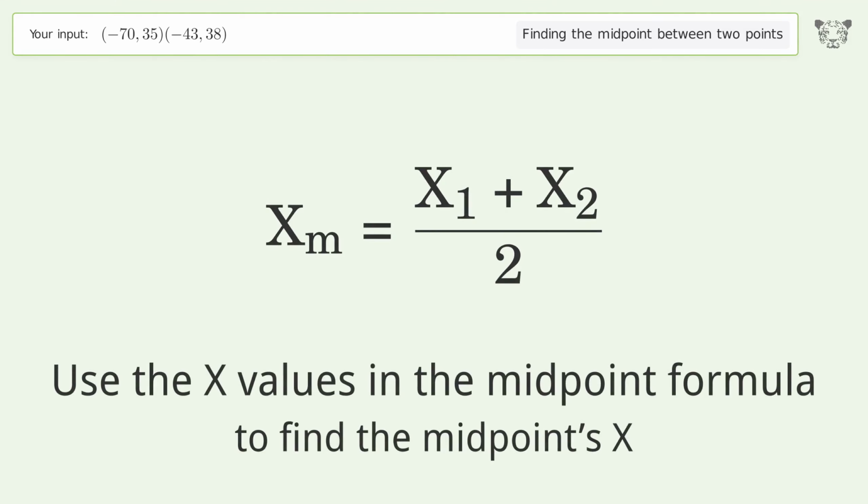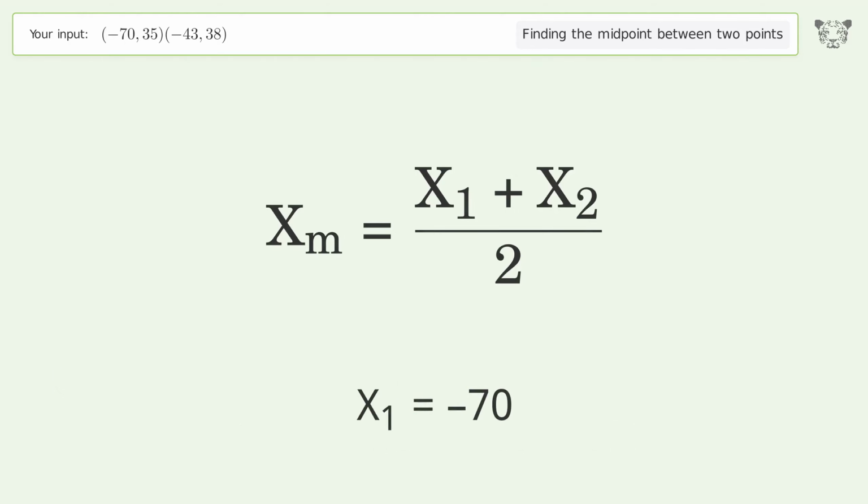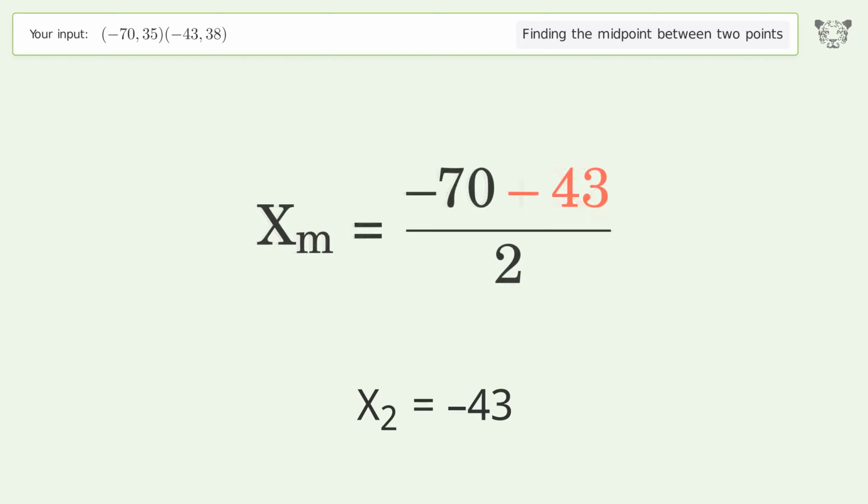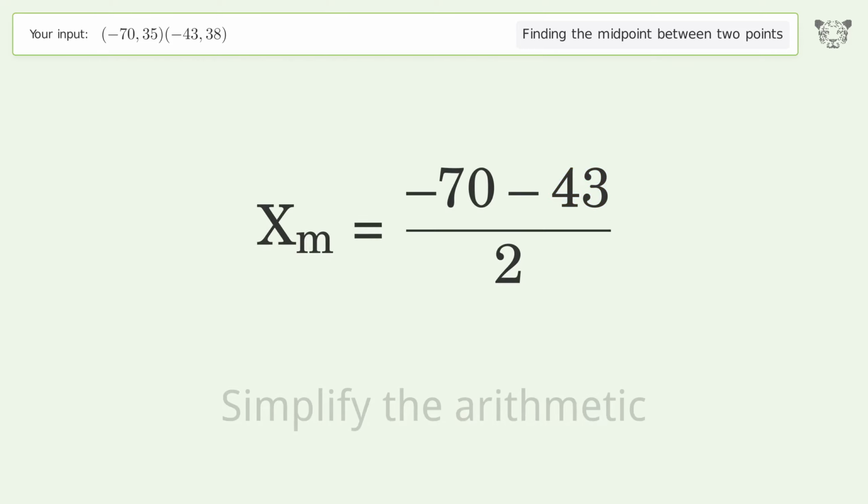Use the x values in the midpoint formula to find the midpoint's x. x1 equals negative 70. x2 equals negative 43. Simplify the arithmetic.